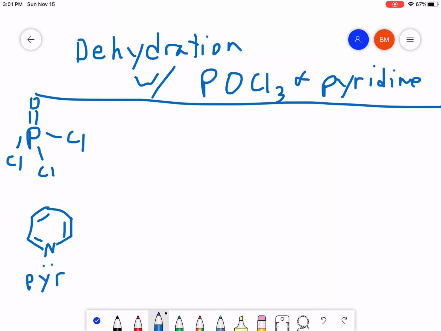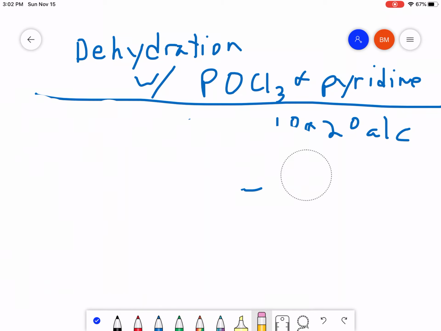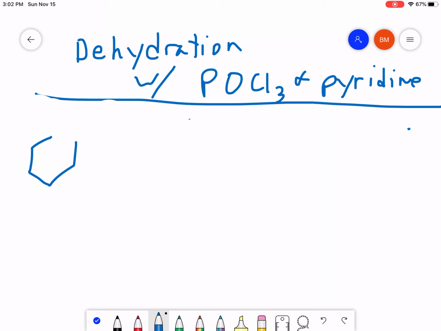All right. This is an alternate way of doing a dehydration. It only works with primary and secondary alcohols. Doesn't work with tertiaries, and it's an E2 mechanism. Some people like to use this method because they don't like to work with strong acids. I personally absolutely hate working with pyridine, but whatever you like. Let me show you how it works. Say we have a primary alcohol.